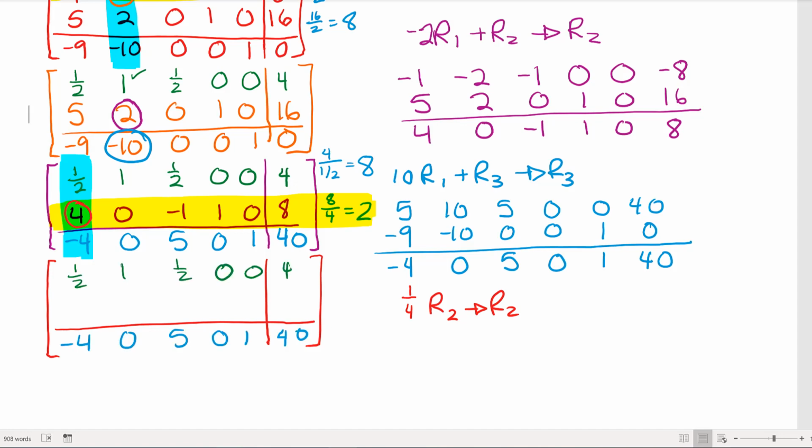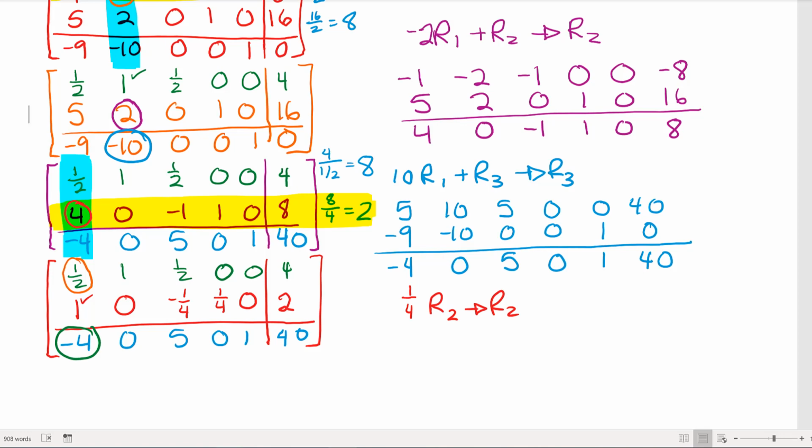So 4 divided by 4 is 1, 0 divided by 4 is 0, negative 1 divided by 4 is negative 1/4. 1 divided by 4 is 1/4, 0 divided by 4 is 0, 8 divided by 4 is 2. So now I have the 1 where I want it. The next step is to get zeros above and below that. So the 1/2 needs to become a 0, and the negative 4 needs to become a 0.